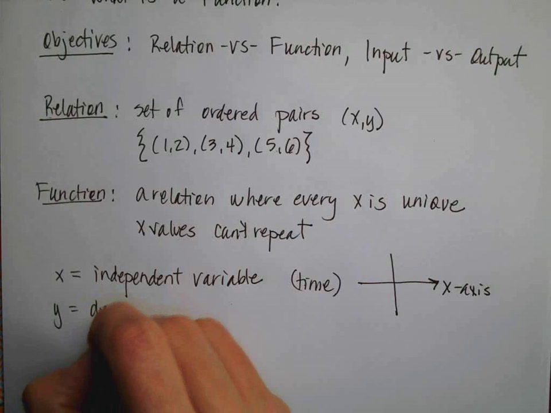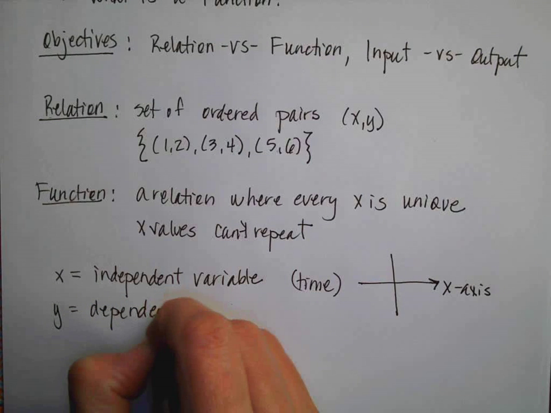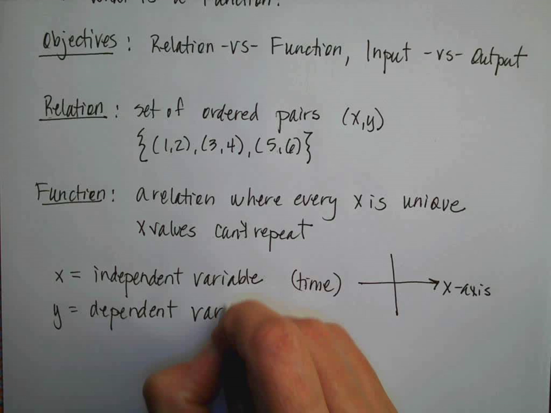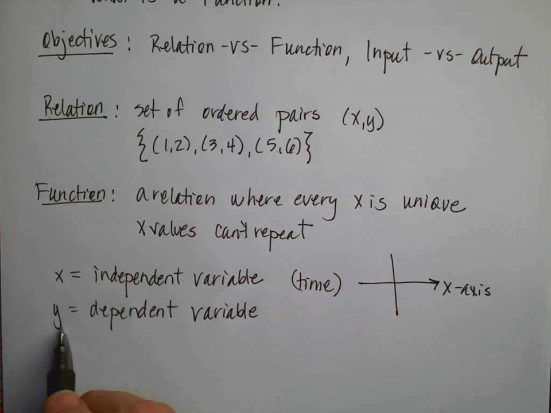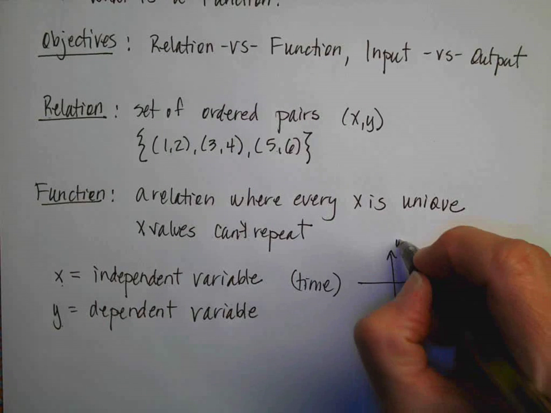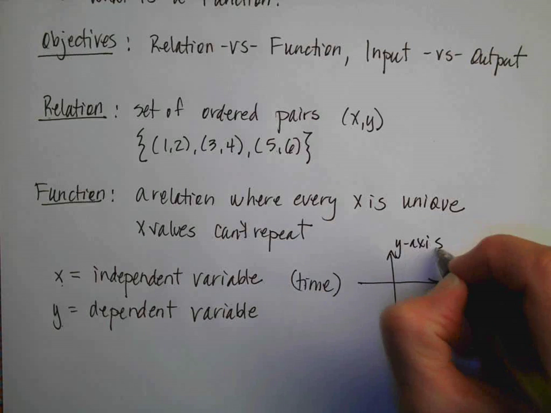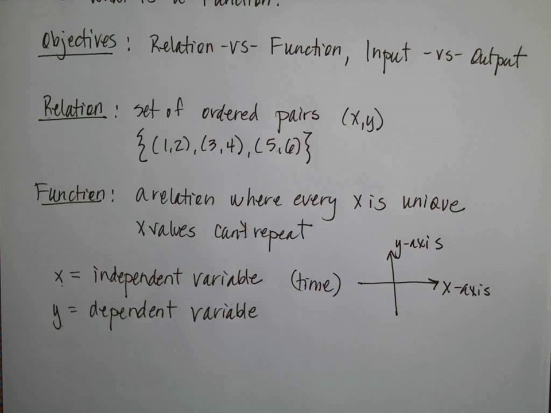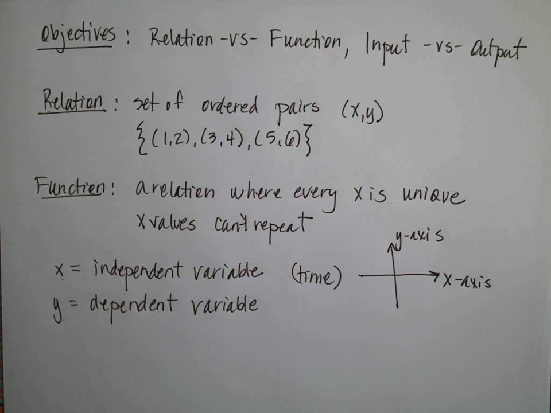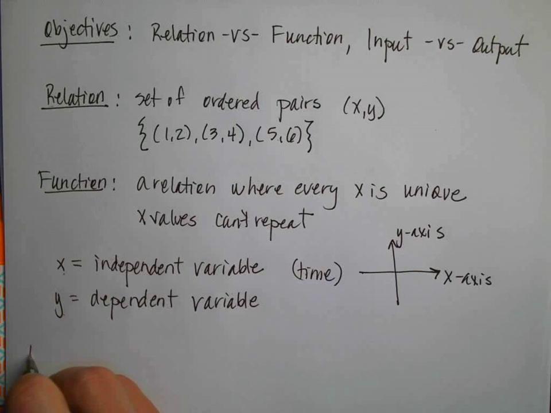Y is the dependent variable, meaning that whatever y does, it depends on x, and so the y-axis would be here. And I know this is all review. You've been doing this for a really long time, but we just want to make sure that we go back and cover up the details.